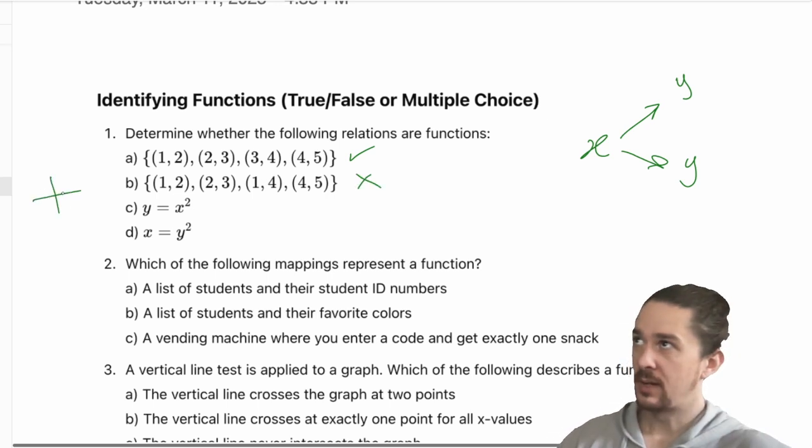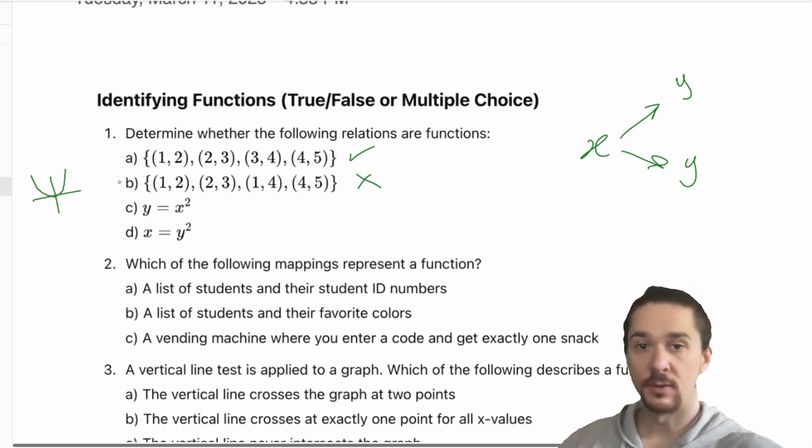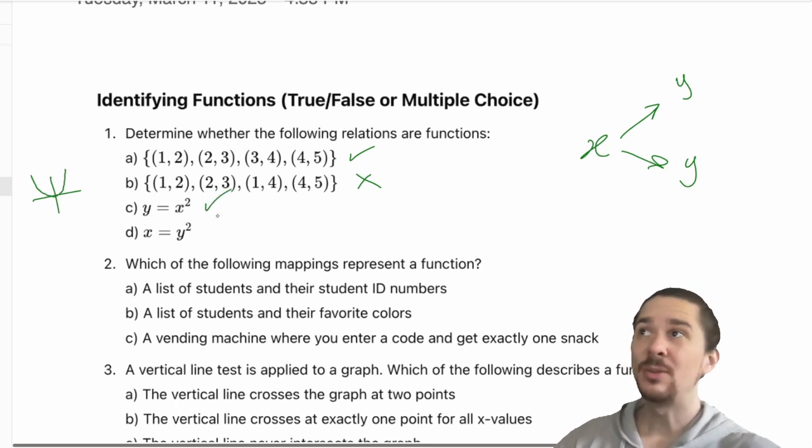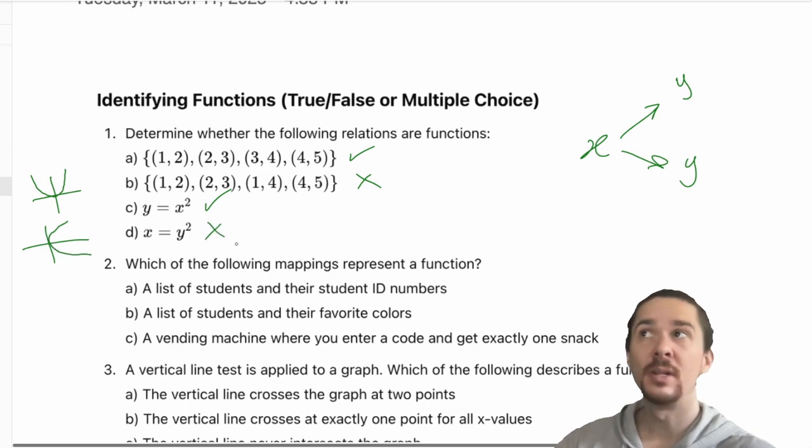Here, y equals x squared, that's a parabola, and a parabola will pass the vertical line test. So this is a function. x equals y squared, this is also a parabola, but it's on its side, and this will fail the vertical line test. So no, this is not a function.